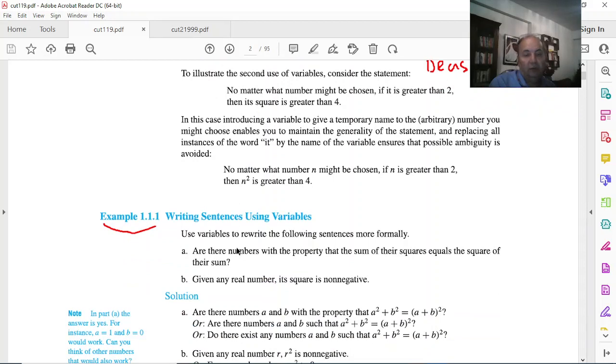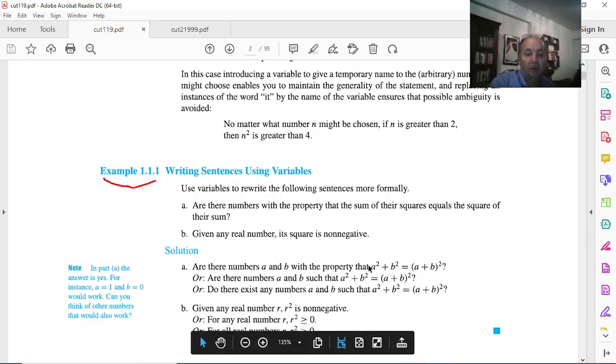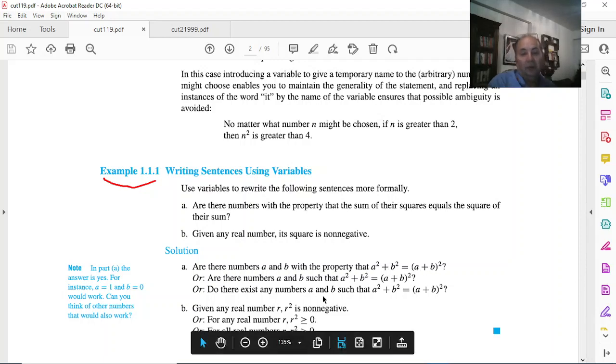to learn the mathematical terms and terminology, we have to be able to read mathematical expressions properly. For example, a squared plus b squared is equal to (a plus b) in parentheses, squared. Or, are there numbers a and b such that a squared plus b squared is equal to (a plus b) in parentheses, squared?